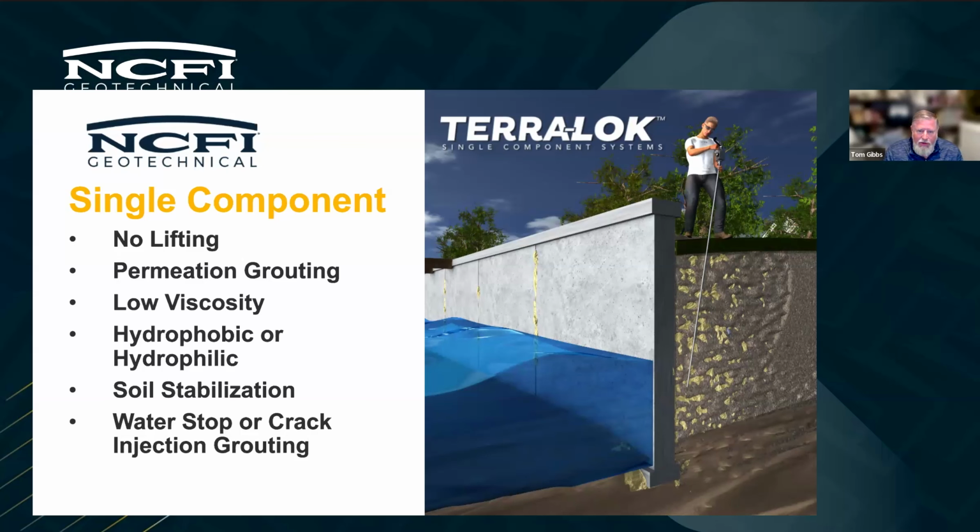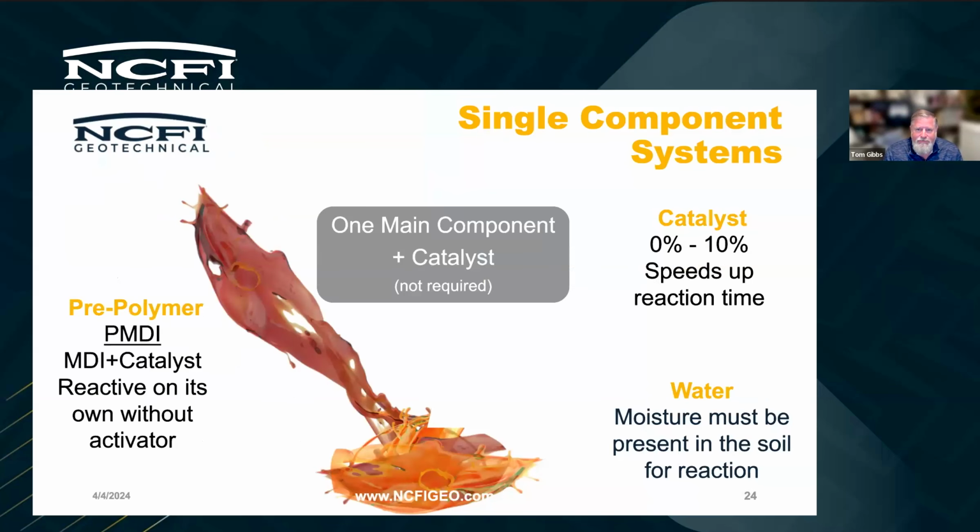We're not going to go into that a whole lot today, but there's various uses for those two different types. Soil stabilization, water stop or crack injection grouting are some of the things that are done with the Terralock systems. As you can see in the picture there, quite a bit of seawall repair, bulkhead repair being done with these types of products.